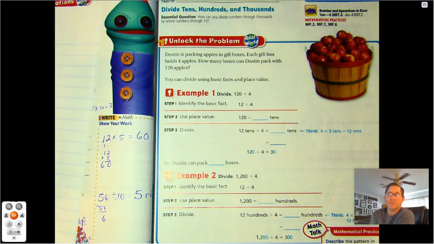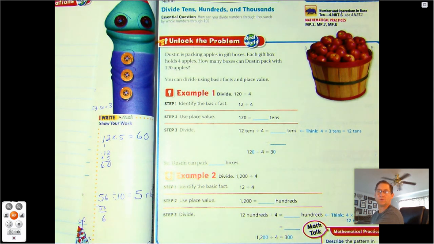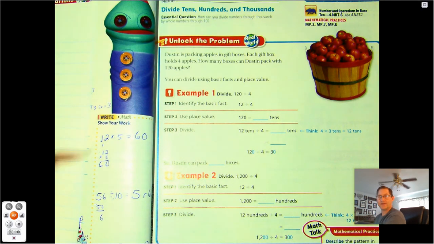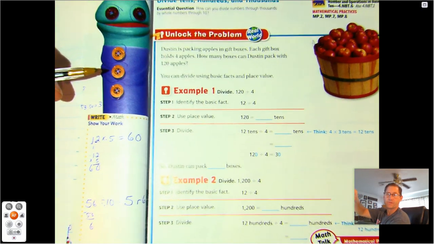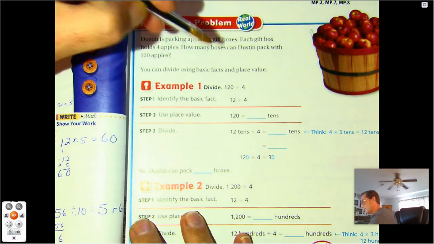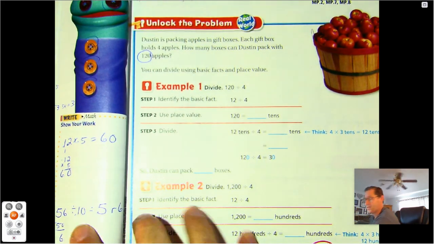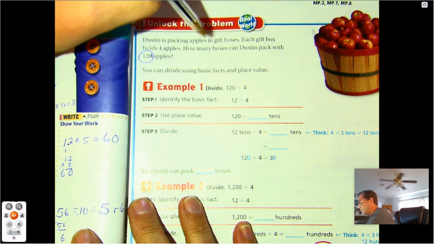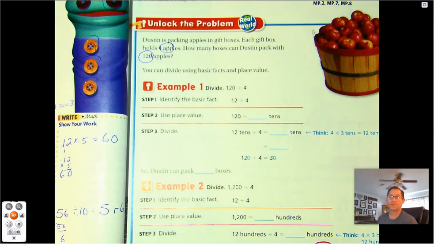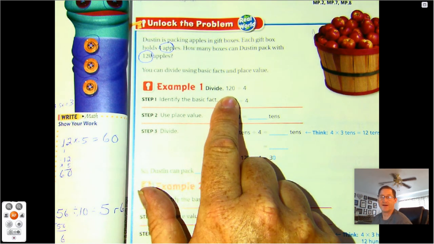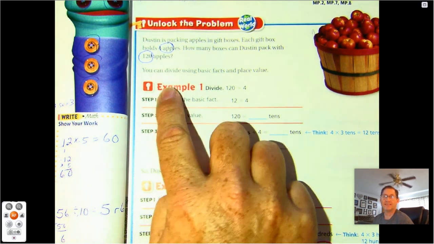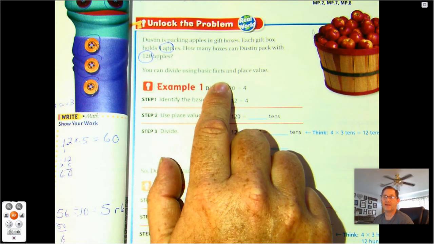In the Unlock the Problem, Dustin is packing apples in gift boxes, and each gift box holds 4 apples. How many boxes can Dustin pack with 120 apples? Our total is 120 apples. That's our dividend, how many I have to share. I'm going to be putting them in boxes of 4. So our division problem is 120 divided by 4. And it says we can divide by using basic facts and place value.